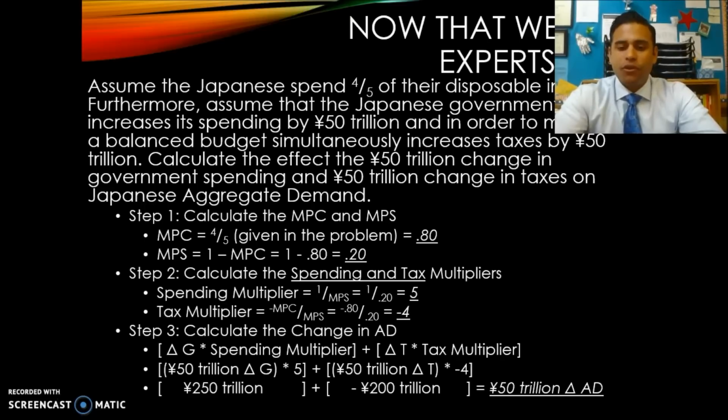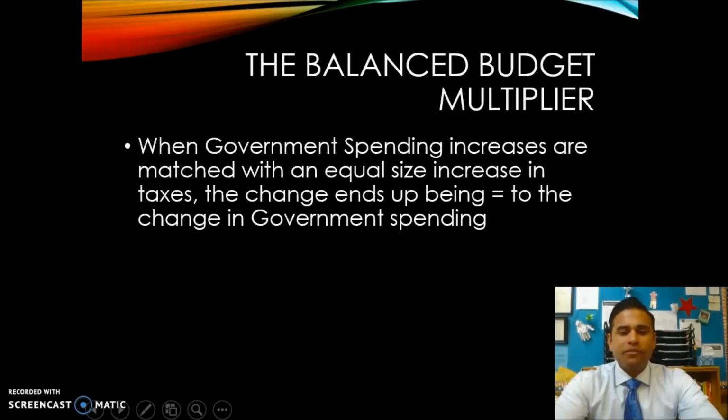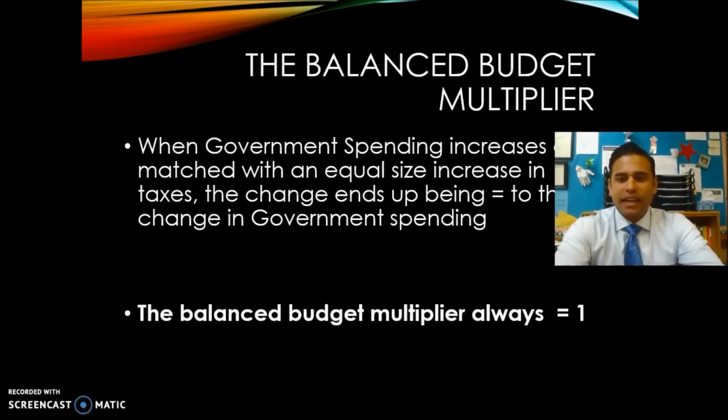So we have a word for this. It's called a balanced budget multiplier. When government spending increases are matched with an equal size increase in taxes, the change ends up being equal to the change in government spending. So the balanced budget multiplier is actually 1.